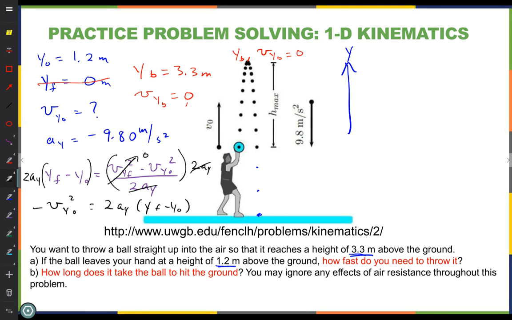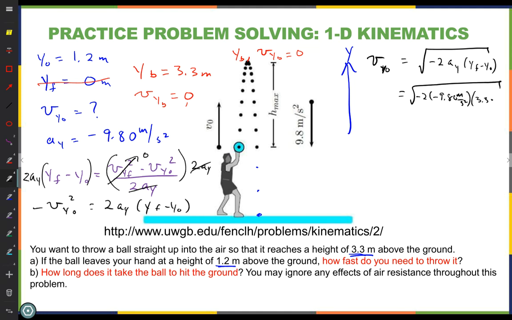Okay, so now move that sign across, and I'm ready to solve. So I'll have Vy0, that's a y, trust me, is equal to the square root of minus 2ay times y final minus y initial, minus 2 times minus 9.80 meters per second squared times 3.3 meters minus 1.2 meters. 3.3 minus 1.2, that's 2.1. 2.1 times 2 is 4.2. 4.2 times 9.8, somewhere around 43-ish, square root of that.